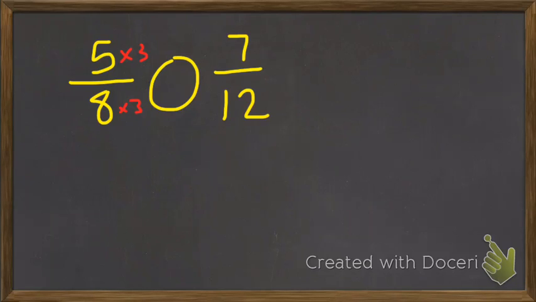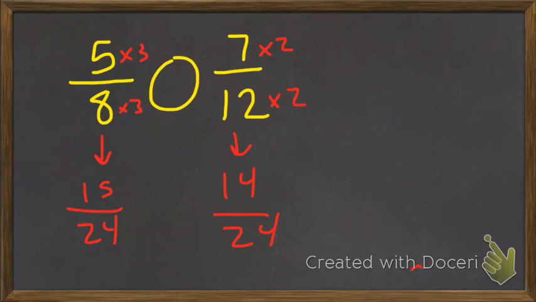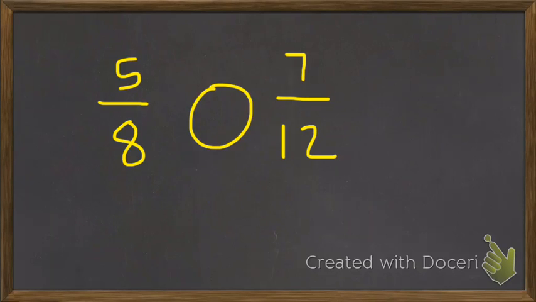So we're going to multiply 5 and 8 by 3 and get 15 over 24. We're going to multiply 7 and 12 by 2 and get 14 over 24. Now all we need to do is compare the numerators, 15 and 14, and we can see that 15 24ths is bigger than 14 24ths. So 5/8 is greater than 7/12.